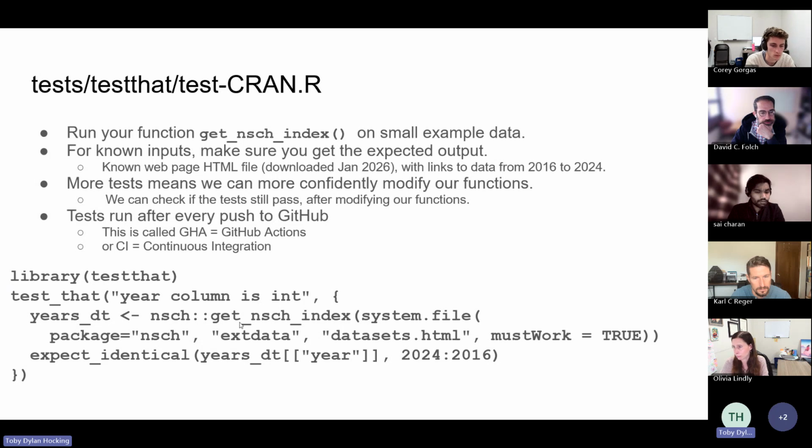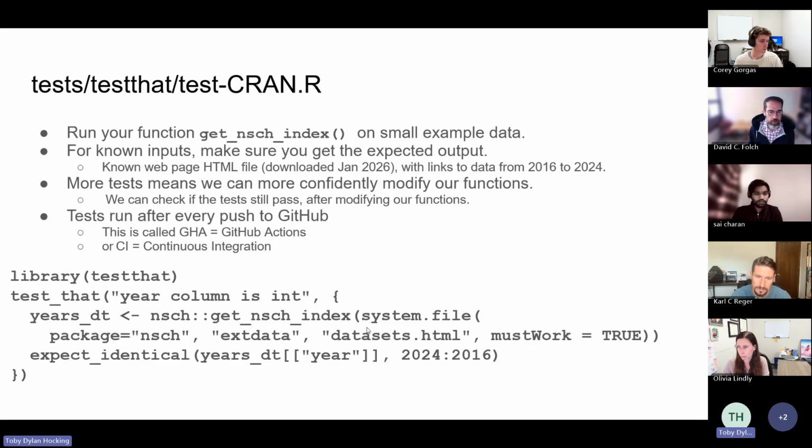What it is doing is running this one function on this existing HTML page that we've downloaded and put inside the package, because usually when you're doing package tests and examples, you don't want to actually do any downloading. You want to be doing everything on data that's already in the package. So here we're running it on this file that I've already downloaded and put inside the package. You get this years_DT as an output, and then it says expect_identical years_DT year, and then it gives 2024 through 2016. So we're checking that we're correctly parsing the years out of this known HTML file.